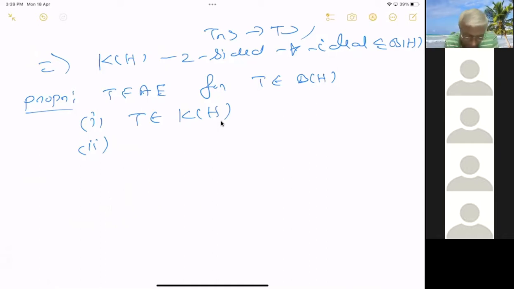But then for some reason we take only the open balls. So let H1 equal to the unit ball, and T restricted to H1, from H1 to H.